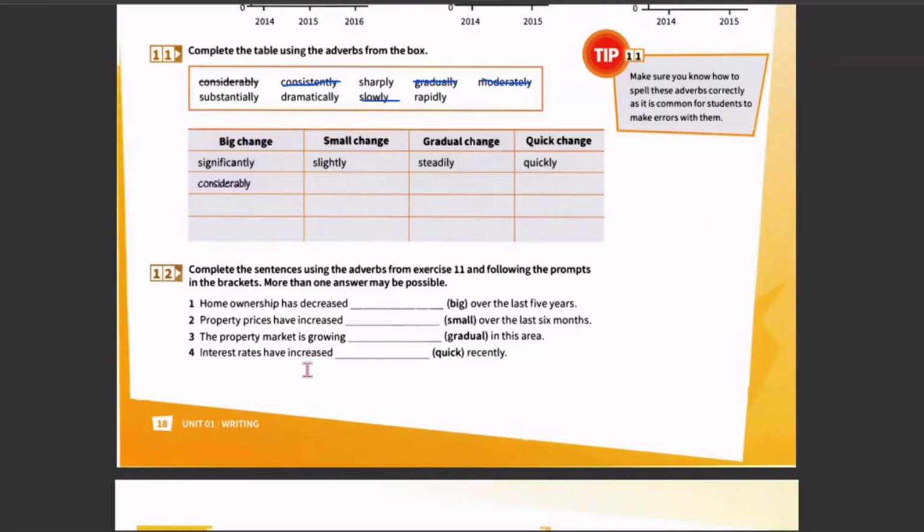Next is: property prices have increased slightly over the last 6 months. Very good. It has decreased slightly or moderately over the last 6 months. Very good. Number three, the property market is growing consistently in this very area. Good. Yes, it is growing consistently or slowly or steadily or gradually in this area. All four of these are correct.